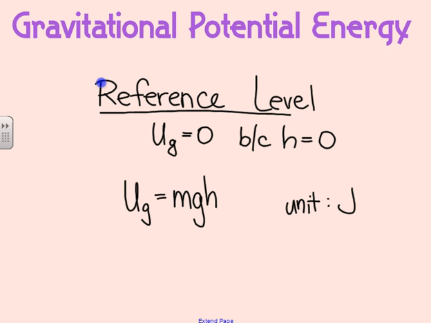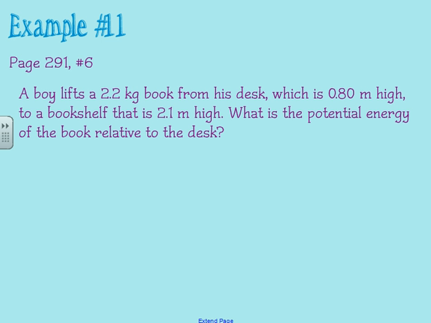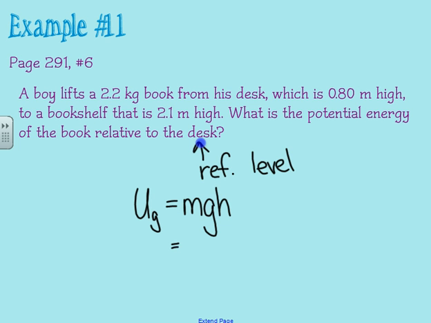So let's see what some problems may look like with gravitational potential energy. In this first one, a boy is lifting a book from his desk to the bookshelf. It's asking what is the potential energy of the book relative to the desk. That tells me that the height of the desk is the reference level. So we're calculating gravitational potential energy with the equation mgh, and we're given that mass is 2.2 kilograms. G will always be 9.8 meters per second squared. Again, positive because there's no vector symbol. And then we need to figure out height.